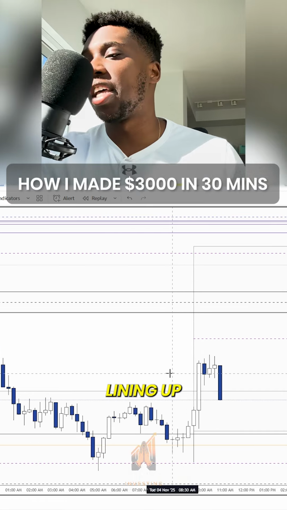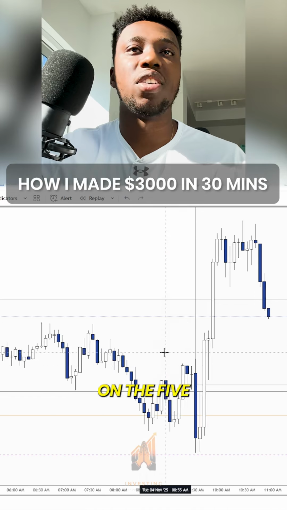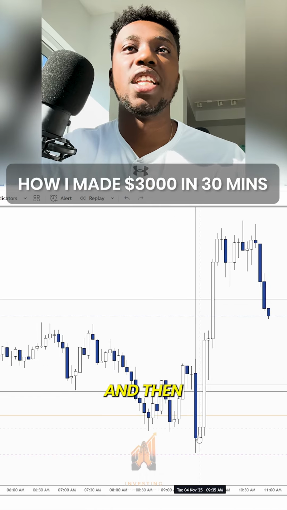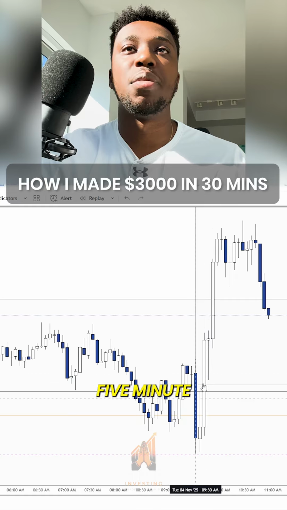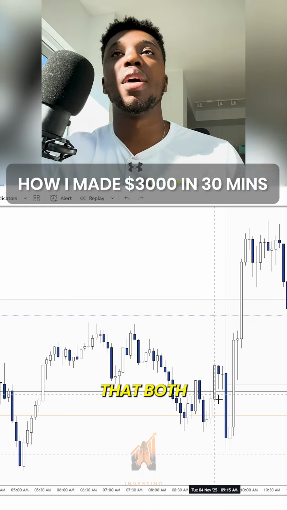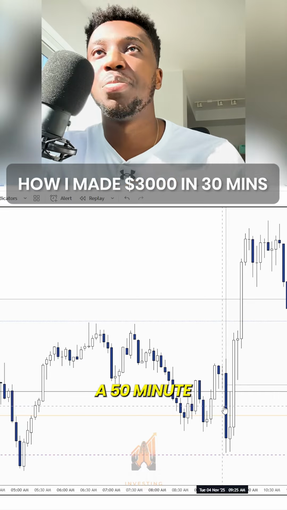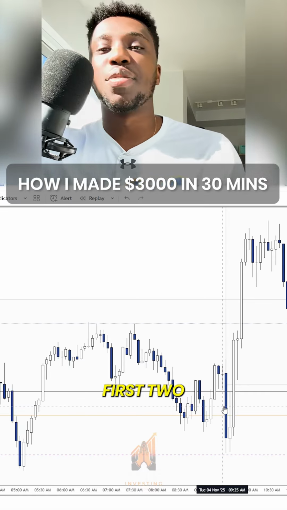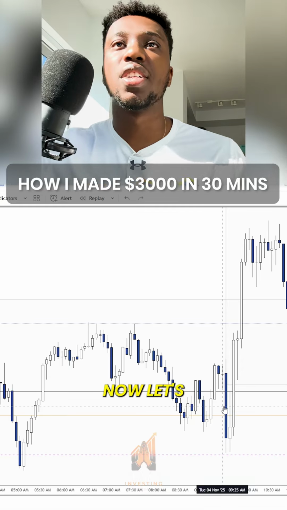So now the 15 minute is lining up with my 1 hour and 4 hour bias. On the 5 minute, you can also see that we swept these equal lows right here at 9:30 and then ended up creating a very strong 5 minute bullish order block. So now I know that both parts of my intermediate time frame, which is the 15 minute and the 5 minute, align with my higher time frames, the 4 hour and the 1 hour. Now that's the first two checkboxes in the situation. Now let's go to time of day.